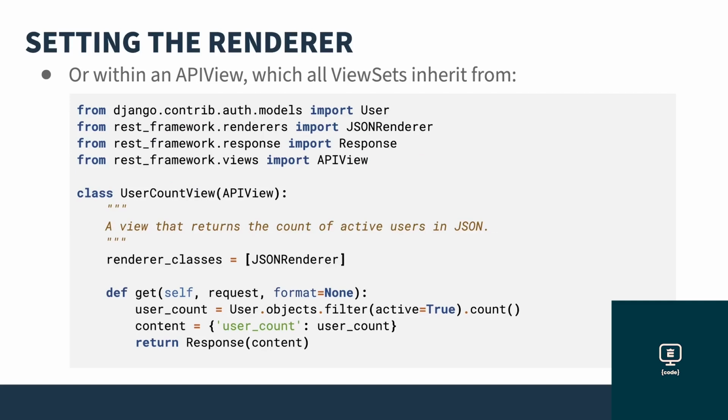Alternatively, you can also set it inside of a view set. View sets inherit from API view class, and all API view classes support an attribute called renderer classes. This is similar to using the decorator in the previous example, but it sets the renderer for all of the actions associated with this view set.